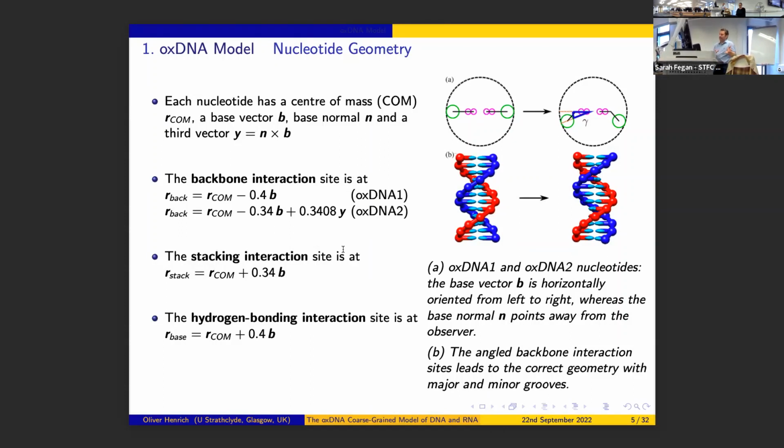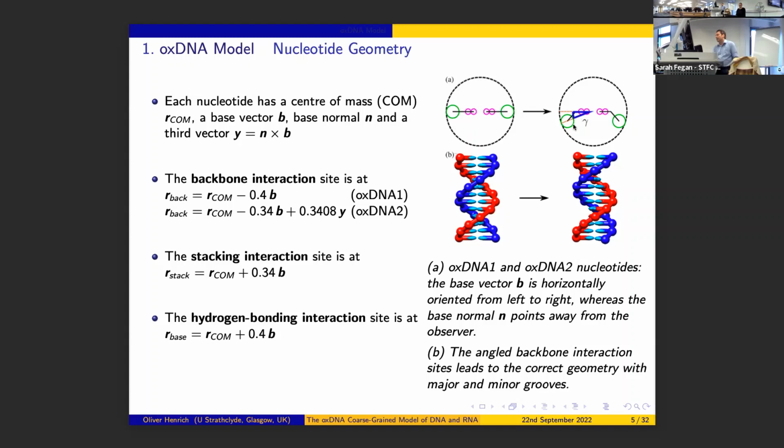There's a version 1 of oxDNA, which is shown here on the left side of this picture, and then oxDNA 2, which features the major and minor groove, quite important. And this is achieved by, you see this green sphere here. In fact, the rigid body that I talked about, think of it as something that comprises these three sites. So you've got a backbone, a stacking, and a hydrogen bonding interaction site. The whole thing is on one body, and this is already a base pair.